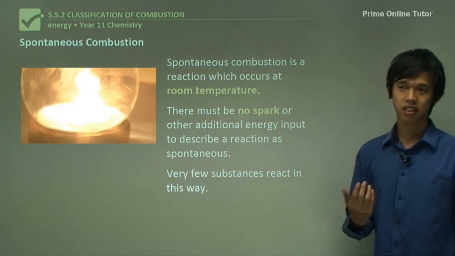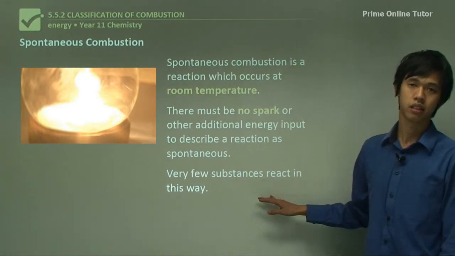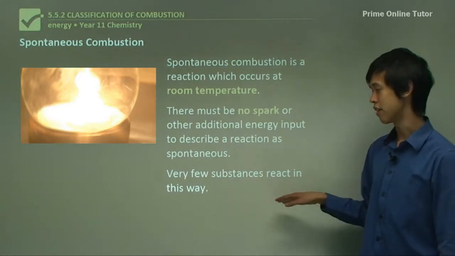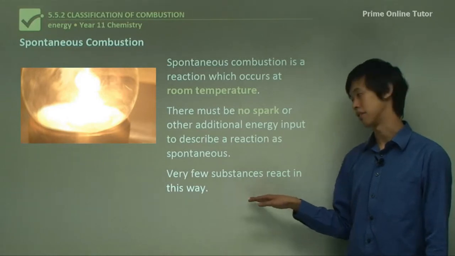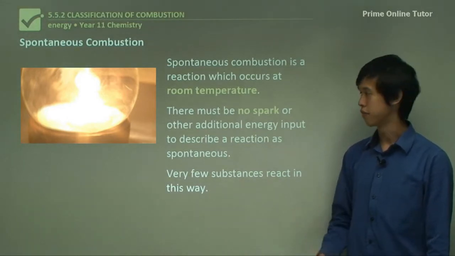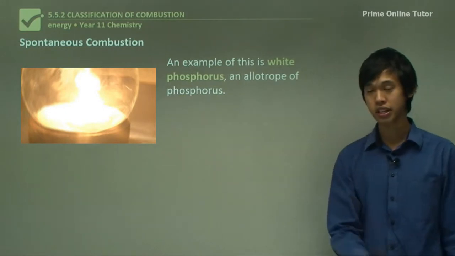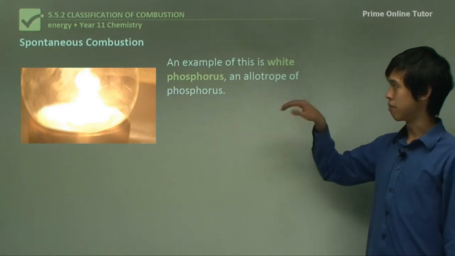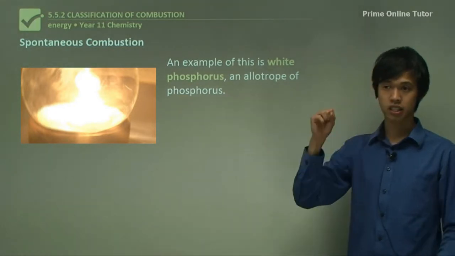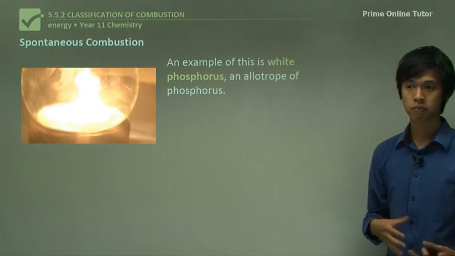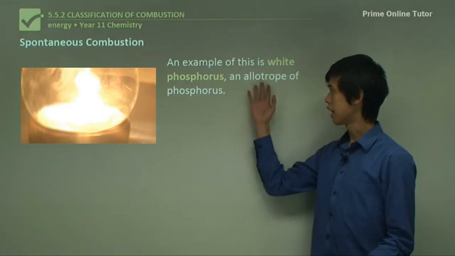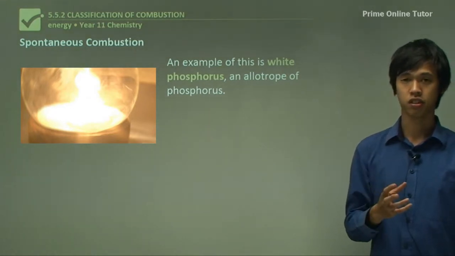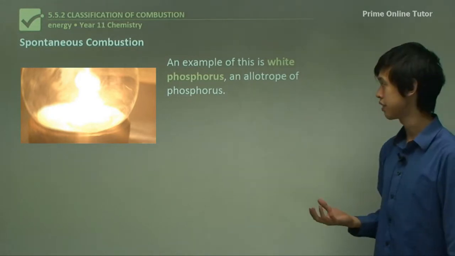Now, of course, very few substances react in this way, otherwise you'd see fires popping up randomly all the time. There are very few substances that would actually do this, for many reasons. But one example is white phosphorus. Here's an example of white phosphorus just burning. It's an allotrope of phosphorus, which means it's phosphorus bonded in a different shape to the normal phosphorus. It's just a type of phosphorus, and the structure is different to the phosphorus that we see in everyday life.